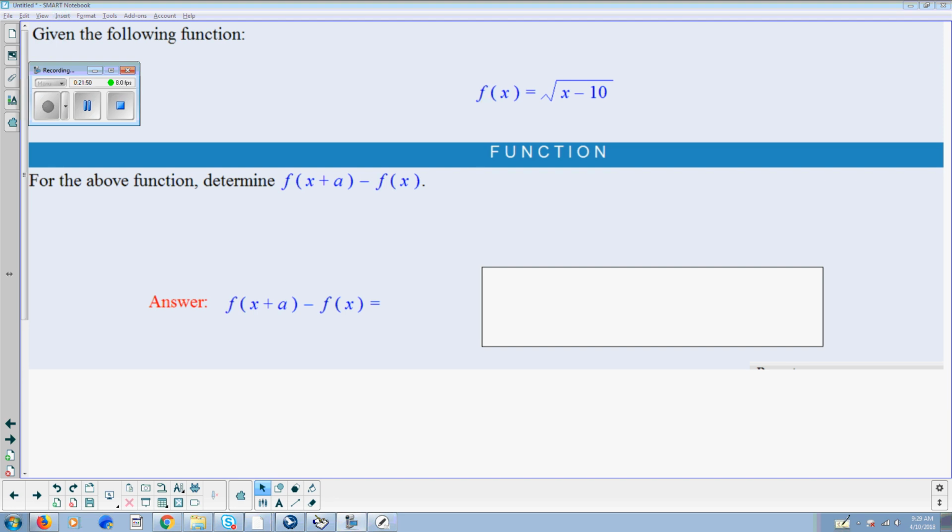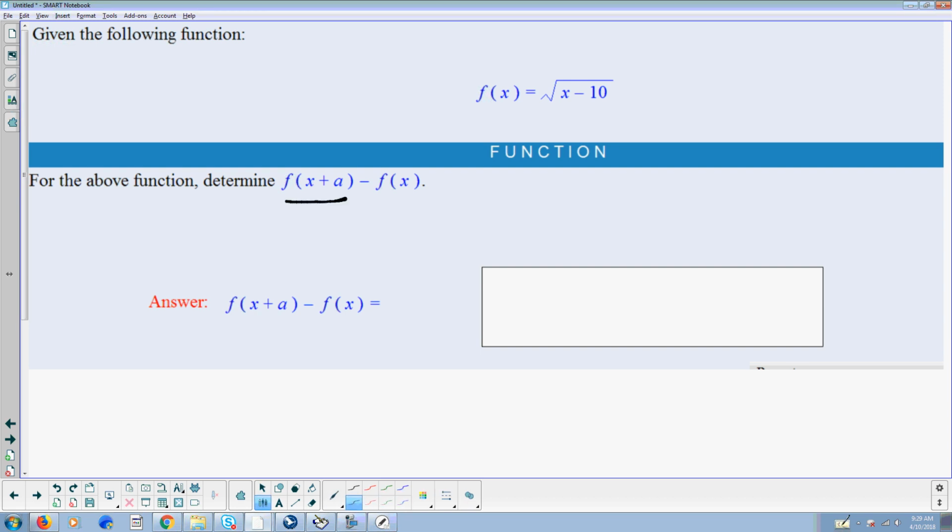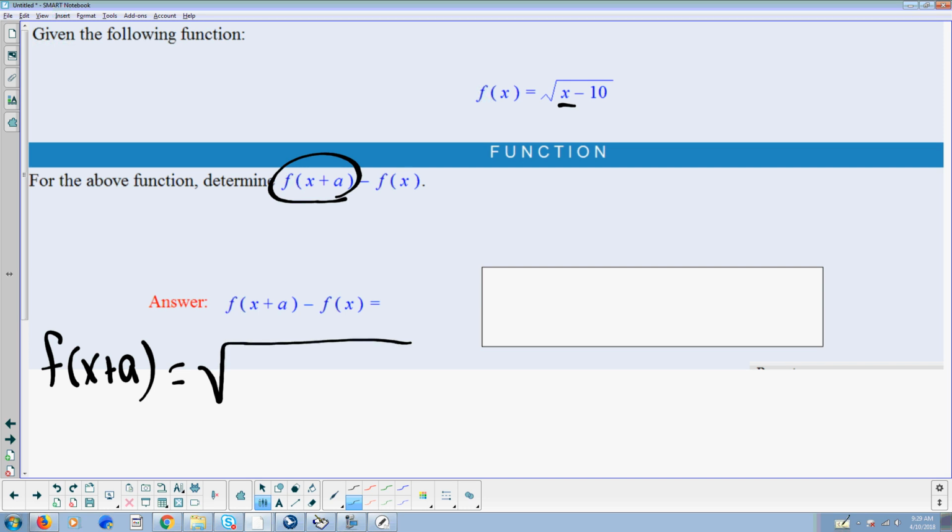Next question. For the above function, determine f of x plus a minus f of x. So we're going to break this into 2 parts. We're first going to evaluate what is f of x plus a, and then we're going to subtract f of x from it. So step 1, let's evaluate f of x plus a. f of x plus a means to replace x in the original function with the quantity x plus a. So f of x plus a is going to be replacing x with x plus a minus 10. That is it. f of x plus a is the square root of x plus a minus 10.